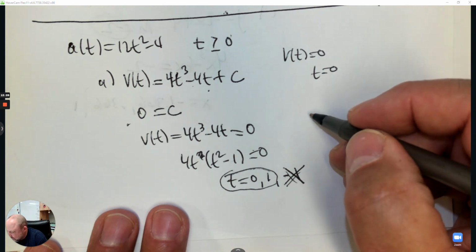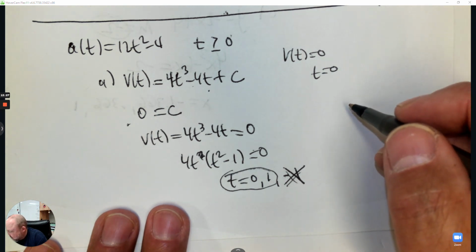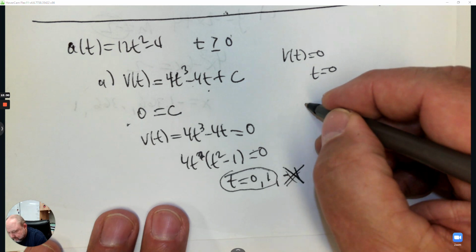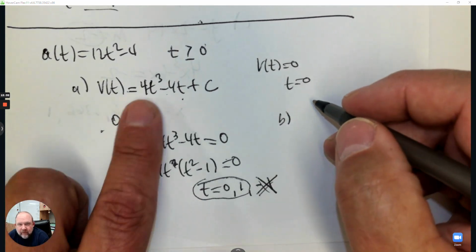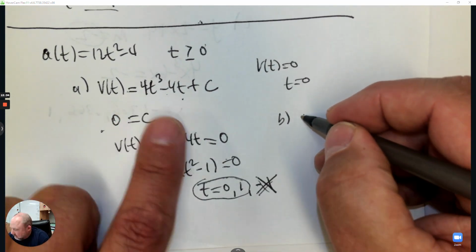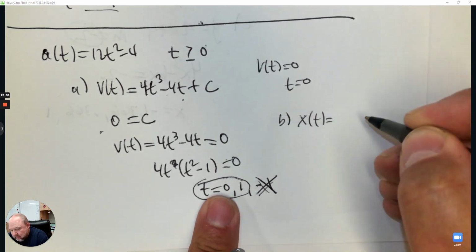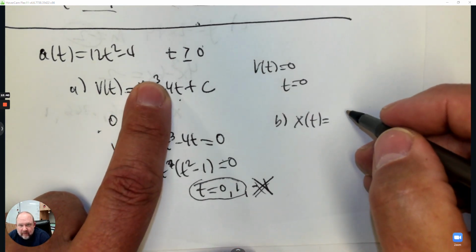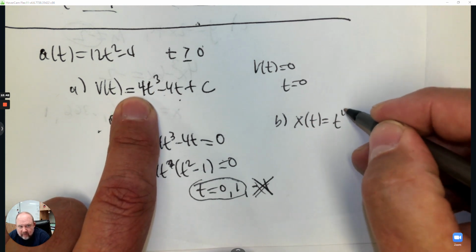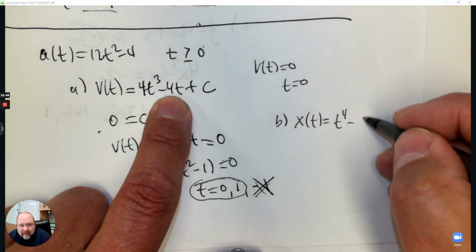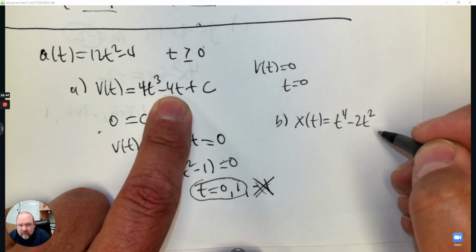Part B, find the position. So I'm going to integrate. That means I'm going to, is it s? X. So we're going to add 1 to the exponent, 4, and divide. So that's just t to the 4. Add 1 to the exponent. When you divide, it's 2.